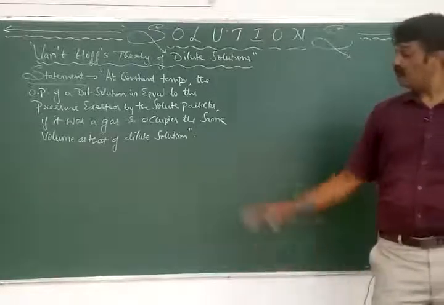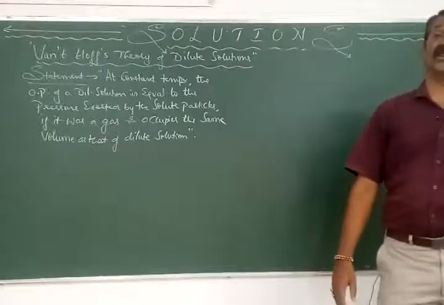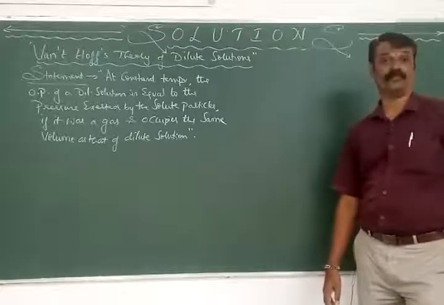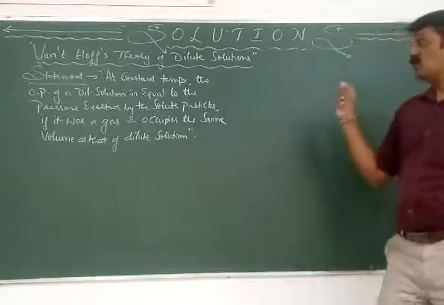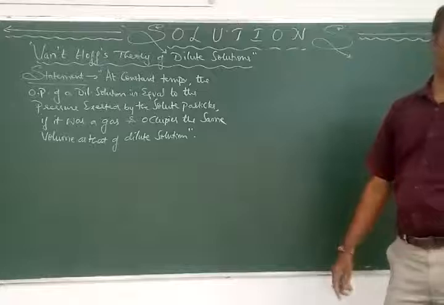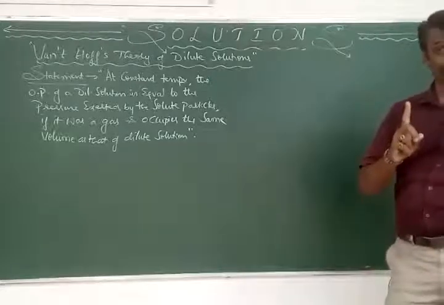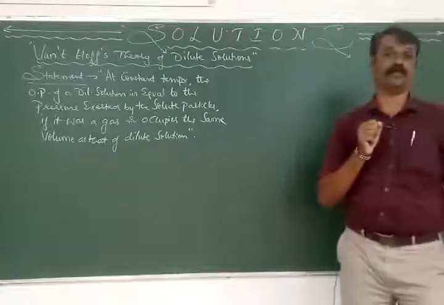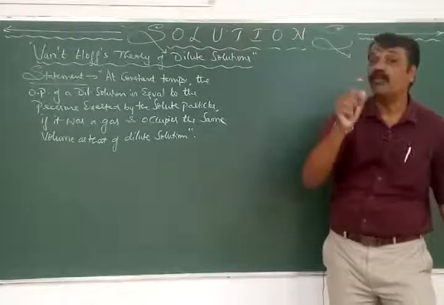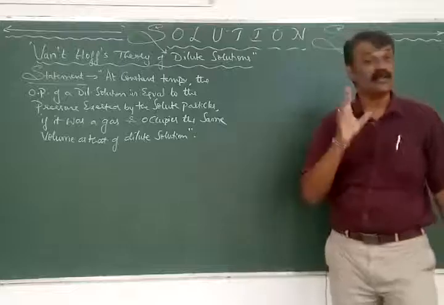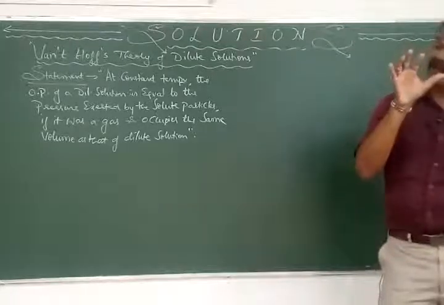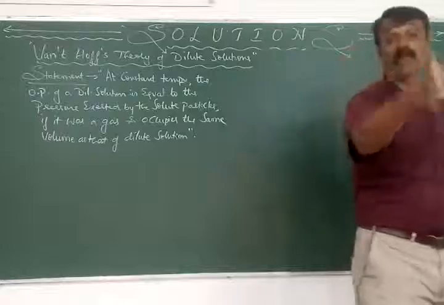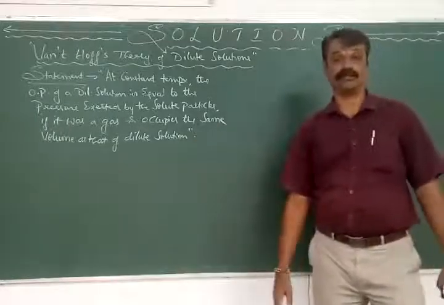Now, to prove that it is an example of a colligative property, we need one concept called Van 't Hoff's theory of dilute solutions. The statement is: at constant temperature the osmotic pressure of a dilute solution, again restricted only to dilute solutions, is equal to the pressure exerted by the solute particles if they were considered to be a gas. That means we are assuming that the dilute solution behaves almost like a gas and occupies the same volume as that of the dilute solution. So this is the statement first.